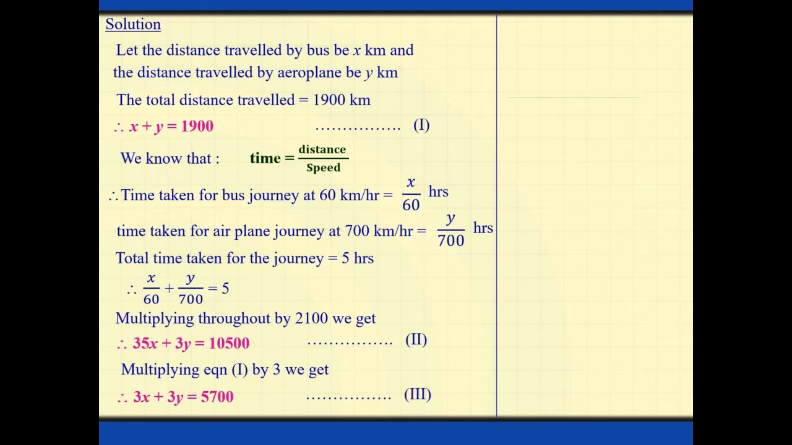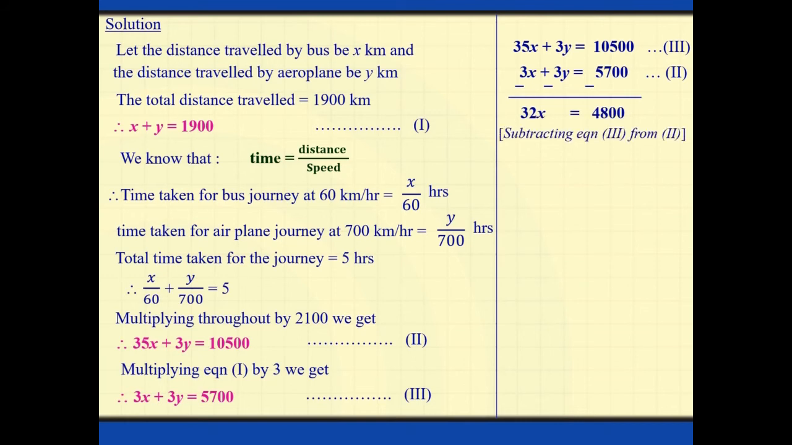I'll subtract equation 2 from equation 3, which cancels out the y term, giving 32x equal to 4800. And on further simplification, I get my value of x, which is the distance traveled by bus. Now please note, in the question they have not asked us the distance traveled by aeroplane. So I need not substitute this value of x in any equation to obtain the value of y, because that is not asked. So I conclude by my final answer, that is the distance traveled by Vishal by bus is 150 kilometers.